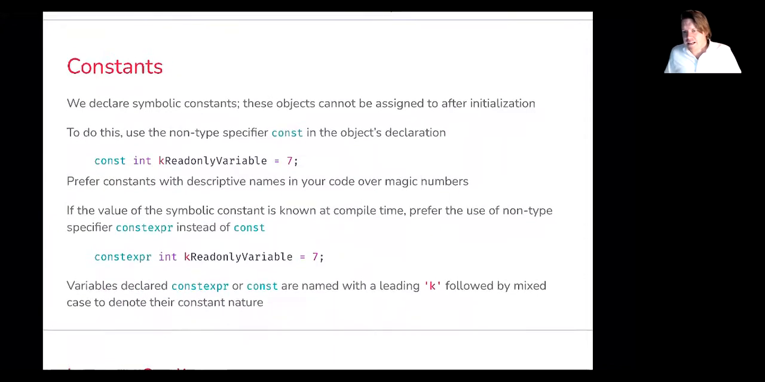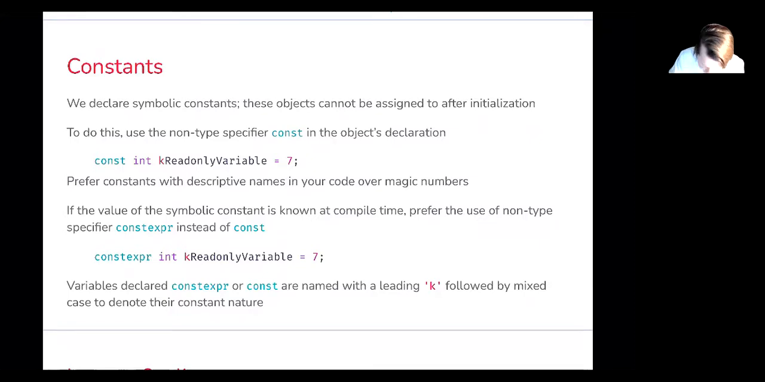So I mentioned that our declarators have these declarator operators, and then we gave a couple of examples, but we definitely skipped over the first part, the optional non-type attribute specifier. We're going to go ahead and introduce one of them here. And the one that we'll be introducing is const, to essentially declare read-only objects. So we can declare symbolic constants, and these are essentially going to be objects that cannot be assigned to after initialization. To do this, we can use the non-type specifier const in the object's definition.